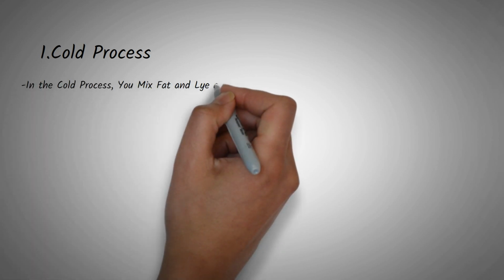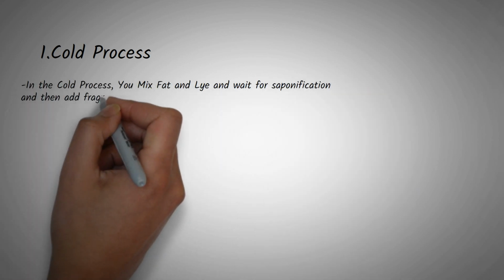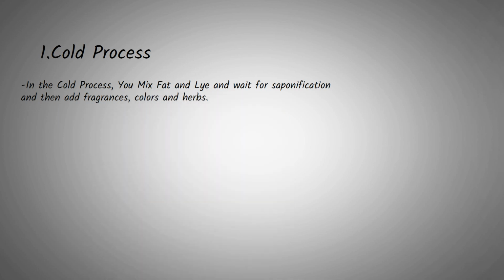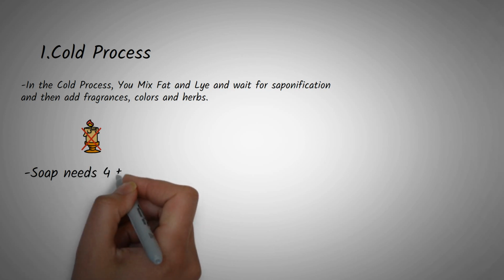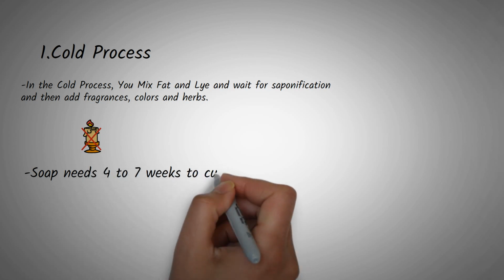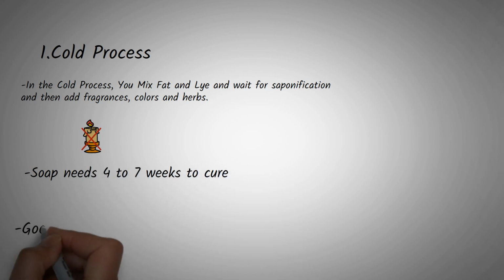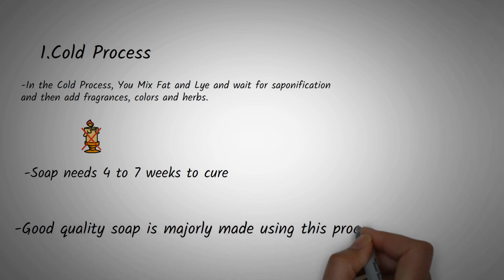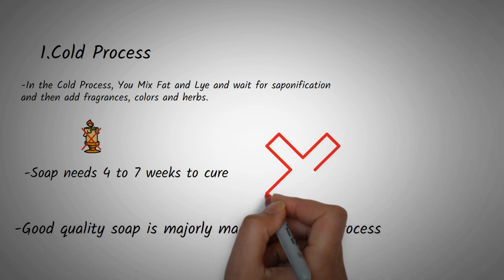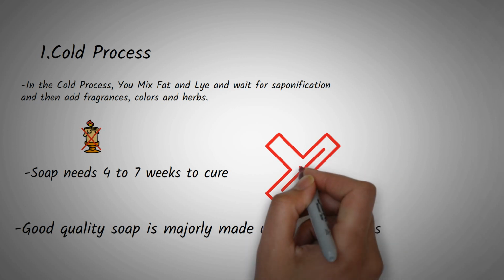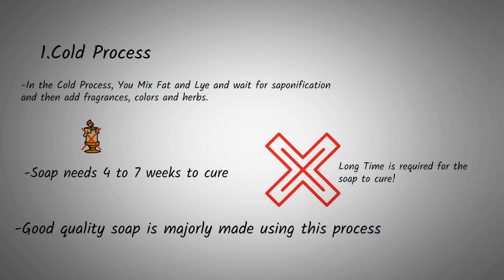Method 1. The cold process. In the cold process, you mix fat and lye and wait for saponification and then add fragrances, colors and herbs. There is no heating involved in this process, and the soap will need 4 to 7 weeks to cure and all the lye to go away. Good quality soap is majorly made using this cold process. The major setback with this method of making soap is the long time required for soap to cure.